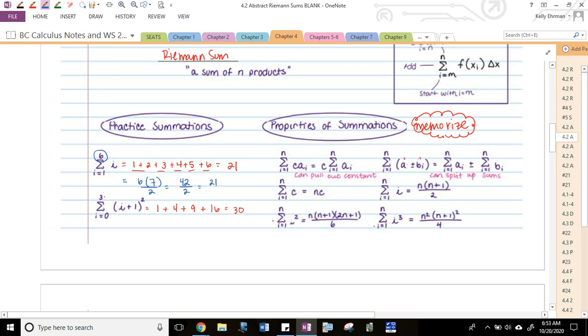It wasn't hard to add up 6 terms, but if I would have asked you to do the sum from 1 to 60, then that would have been a bit more cumbersome to write out all of those terms and correctly add them together. So it would be easier to say, oh, it's going to be 60 times 61 divided by 2. Okay, so this is a handy one to memorize.